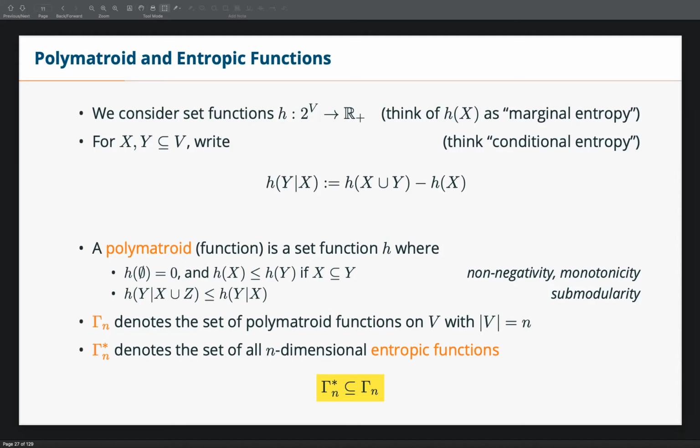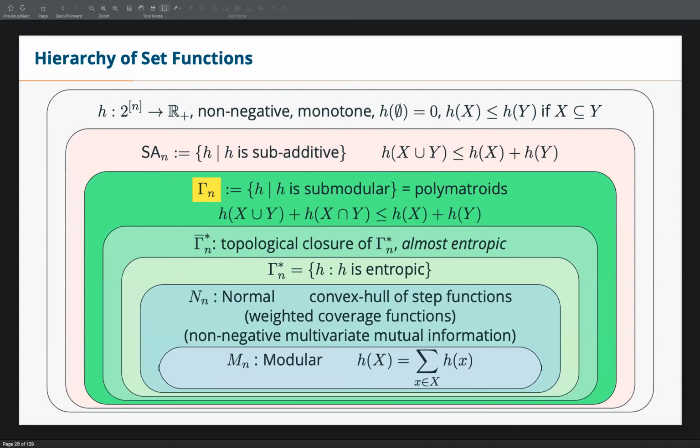There's a reason why we want to mention this. That's because we can use entropic functions to give a bound on the green quantity that we are interested in, given that the input satisfies the degree constraints.